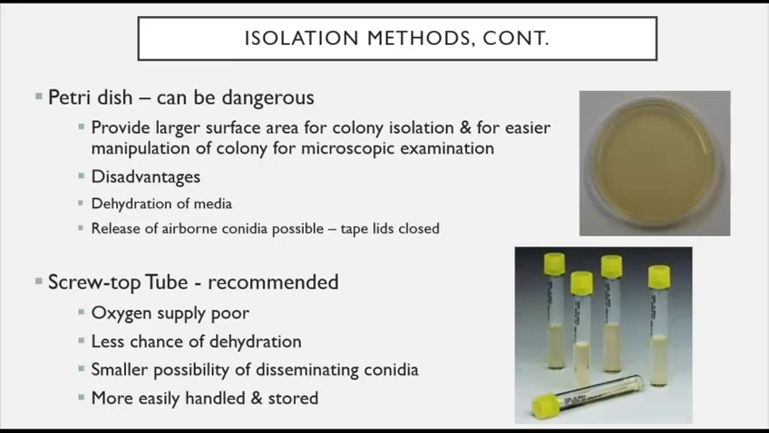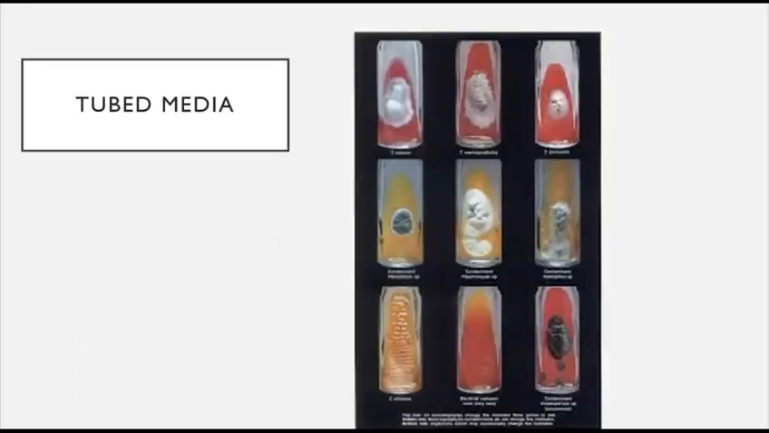Screw top tubes for media are recommended. The oxygen supply is poor. There's less chance for media dehydration. There's a smaller possibility for dissemination of Candida, and they're more easily handled and stored. Here are some examples of fungal growth on tube media.